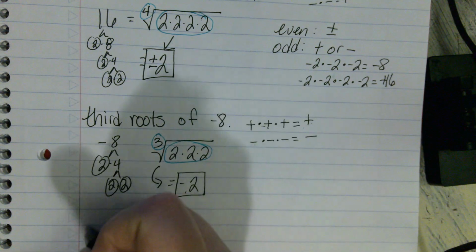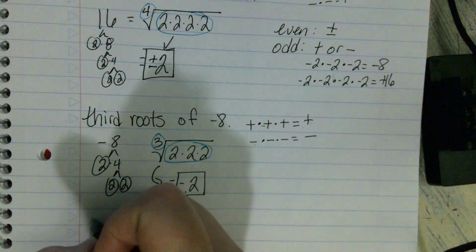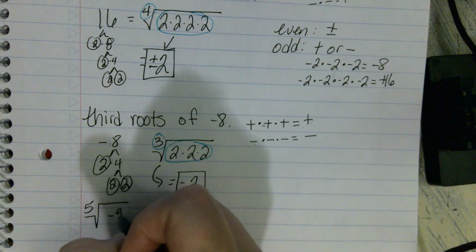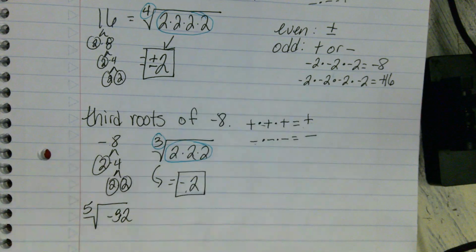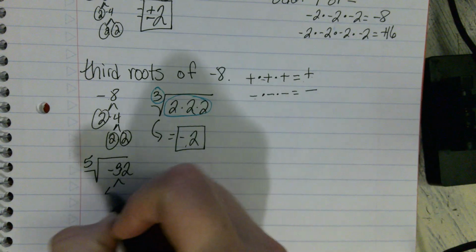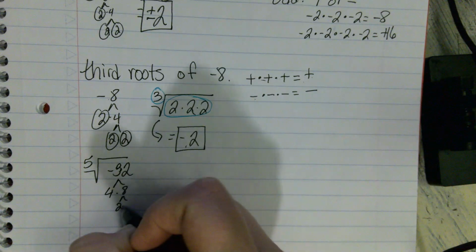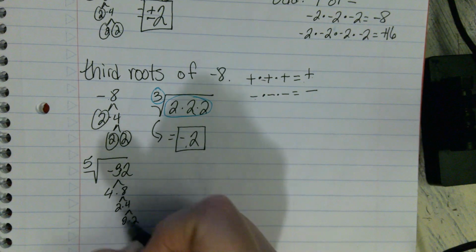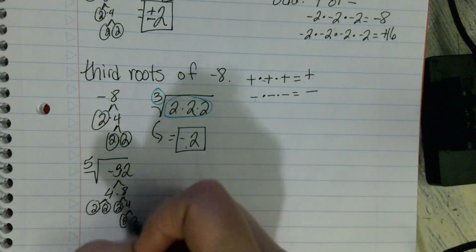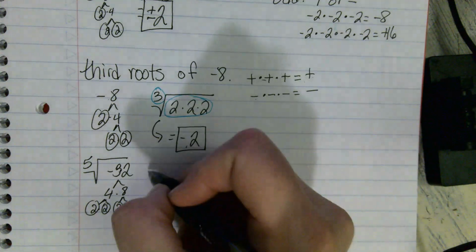So let's try a couple more here. What if I've been asked to find the 5th root of negative 32? I'm going to go ahead and factor it. I'm going to use 4 and 8, 2 and 4, 2 and 2, 2 times 2, circle all my primes. So I've got my prime factorization now.